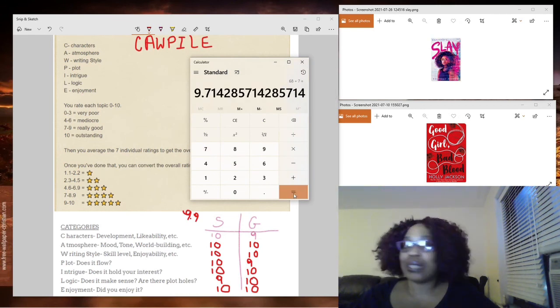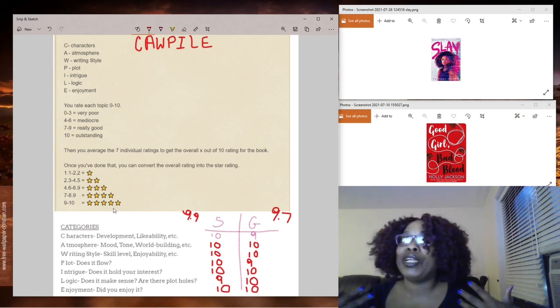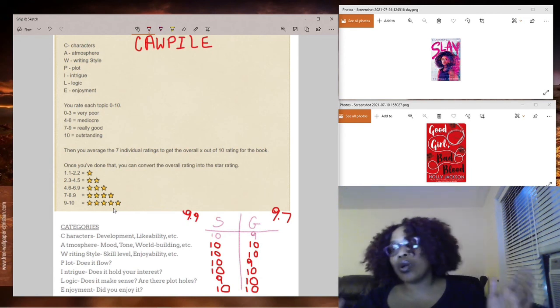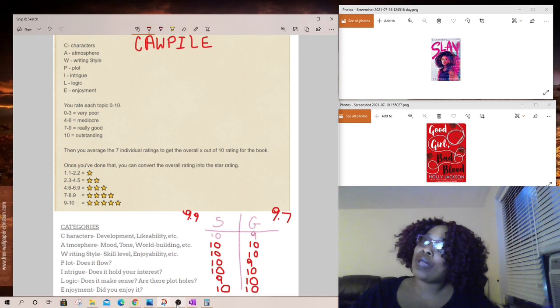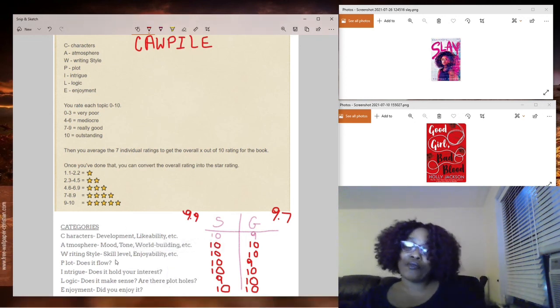And we got 9.7. Okay, so we see that Good Girl's Guide to Murder is rated a 9.7 and Slay is rated a 9.9, and they're both 5-star books. I already knew that, but just so you can see how the system works, Slay has slayed Good Girl's Guide. Now, if I had a book that I was thinking was a 4-star, wasn't quite sure, if I do this rating, I can figure out maybe it ended up being a 3-star book and not necessarily a 4-star book. So it really just helps you get really specific about the rating.